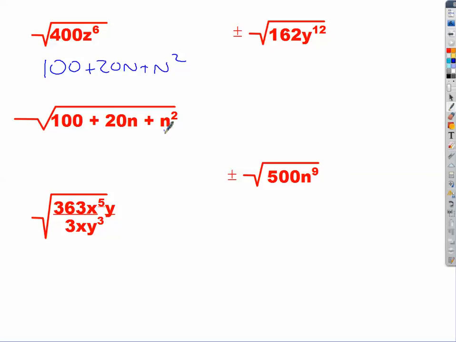So let's go through the factoring checklist. What's the first and simplest way to factor? Sarah? Greatest common monomial. Is there a number that goes into all three of those terms?